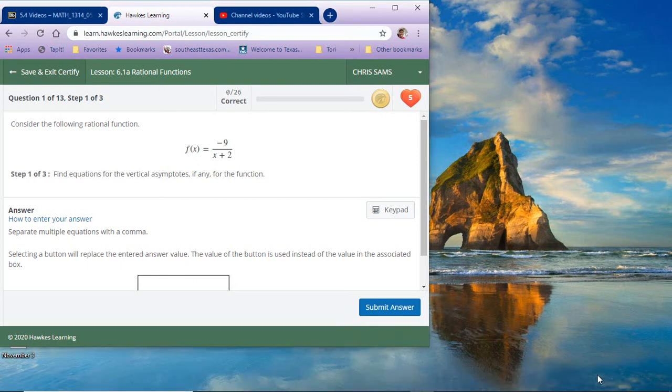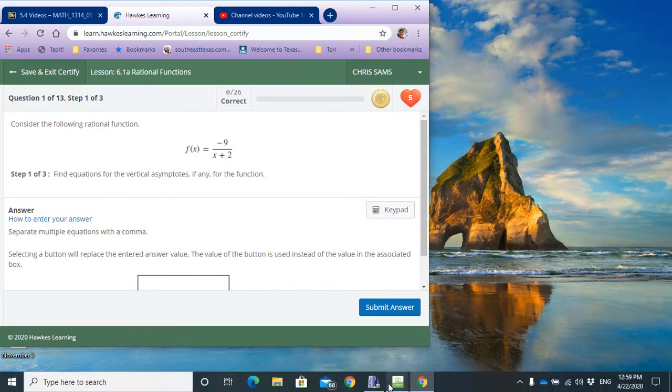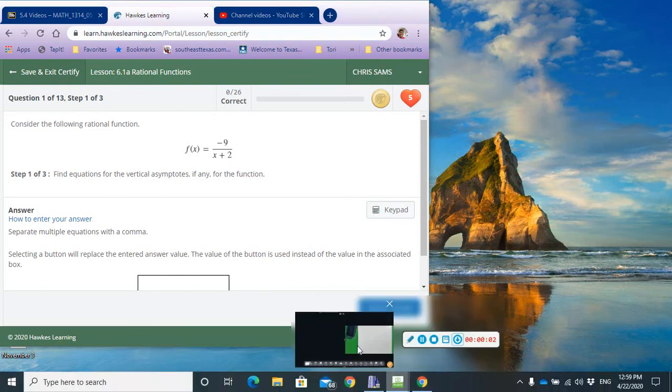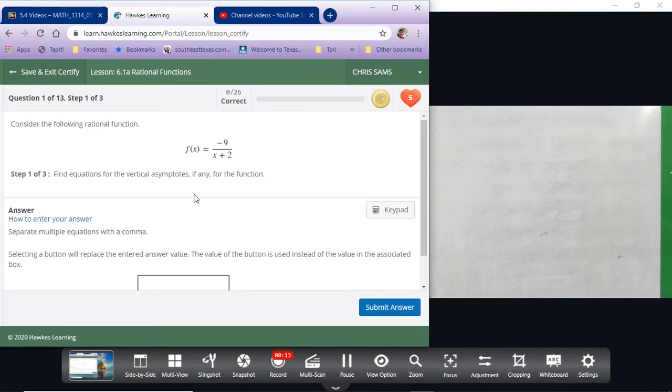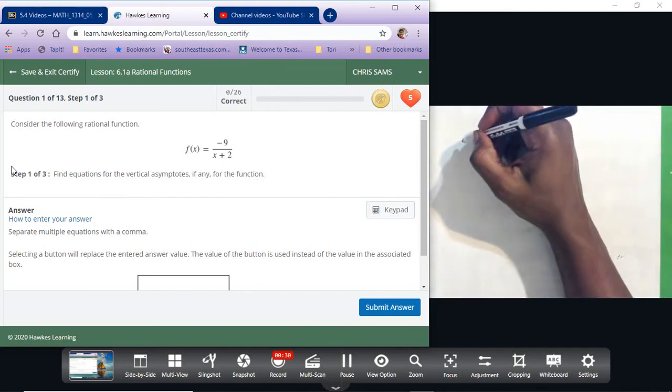Alright, so 6.1a, we're going to be covering rational functions, and this first problem wants us to find vertical asymptotes. There's going to be a second part where we're going to find the horizontal asymptote, and then a third part where we're going to find some ordered pairs.